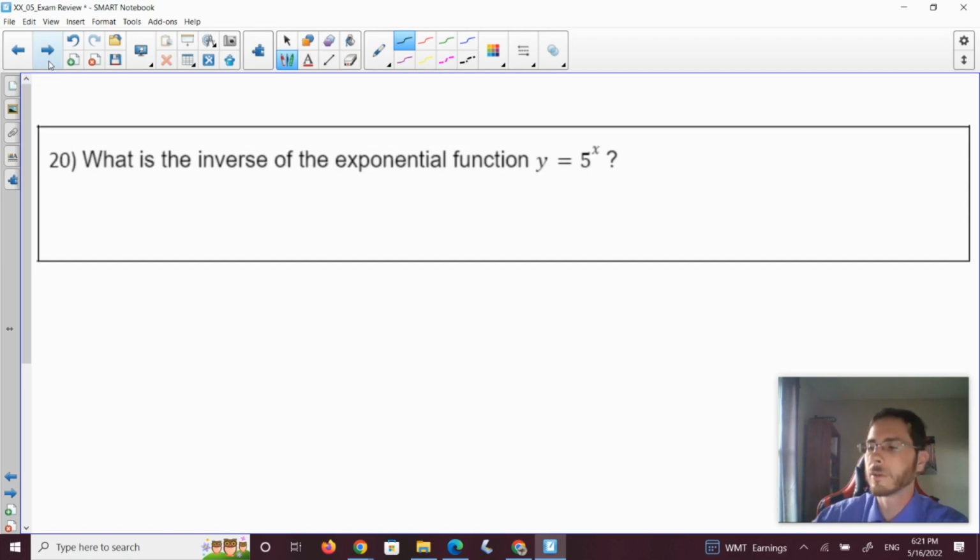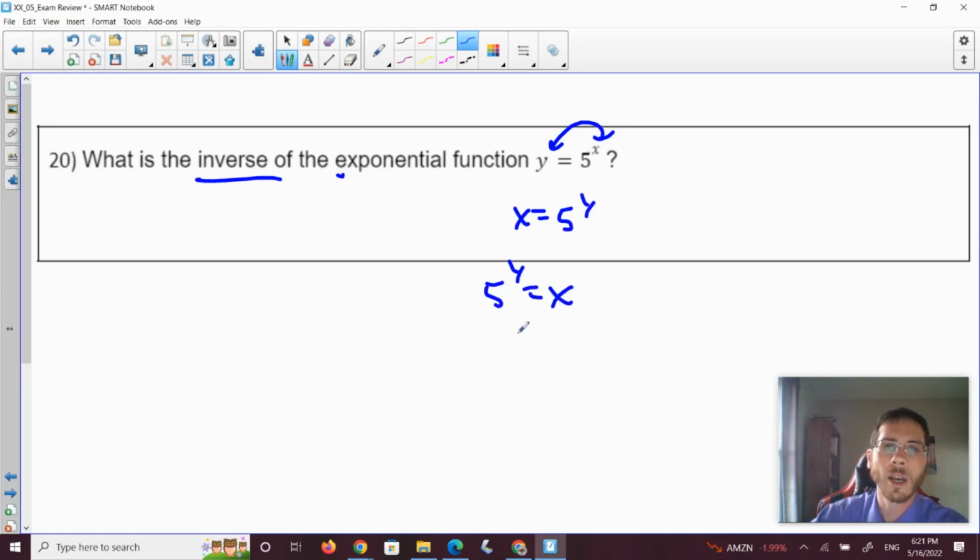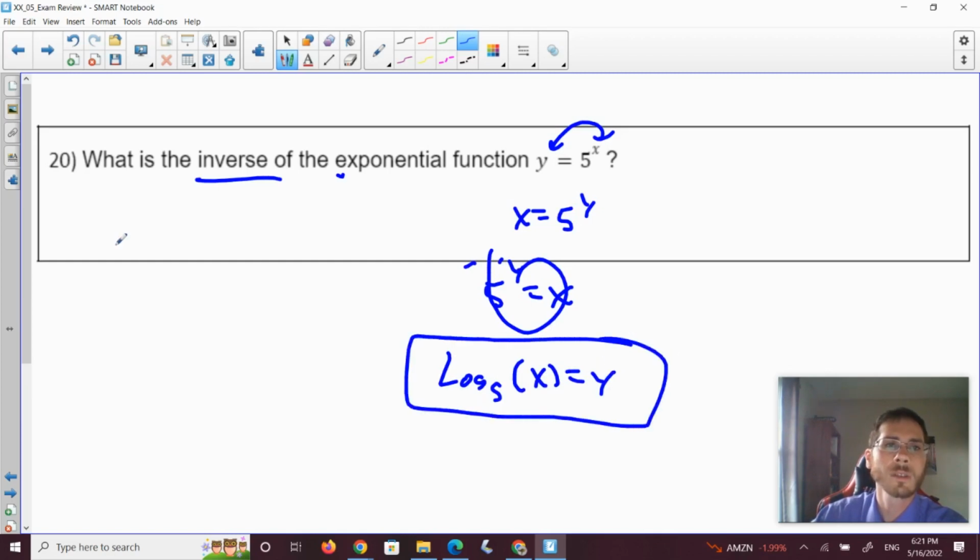Number 20, what's the inverse of the exponential function y equals 5 to the x power? So again, we're going inverse. So for inverse, we swap the x and the y. x equals 5 to the y power. We'll put 5 to the y on the other side. That way we can just use the snail. Log base 5 of x equals y. That's it. Done.